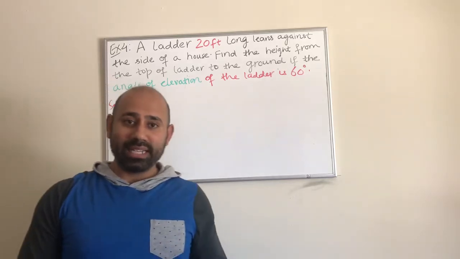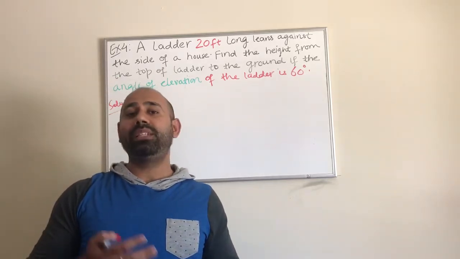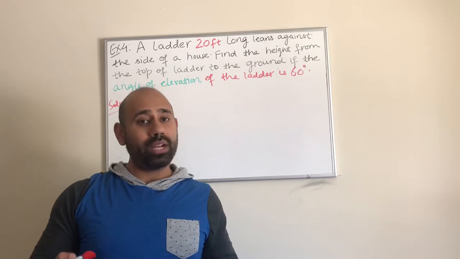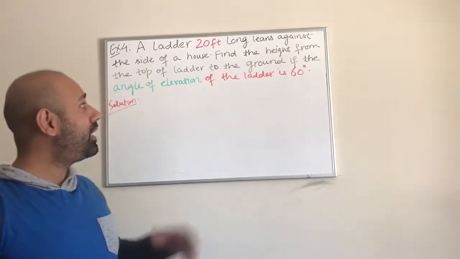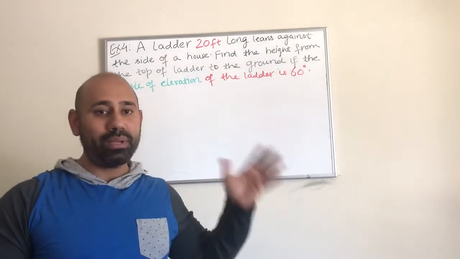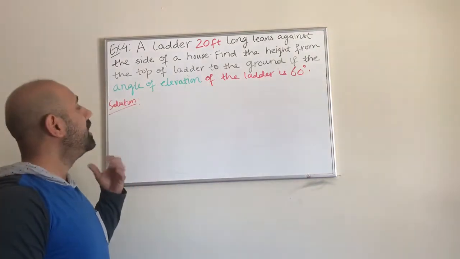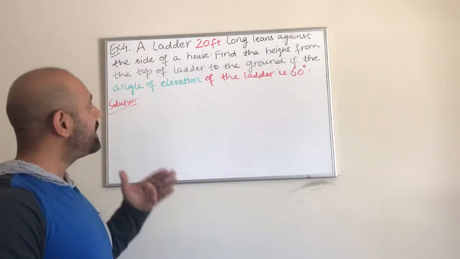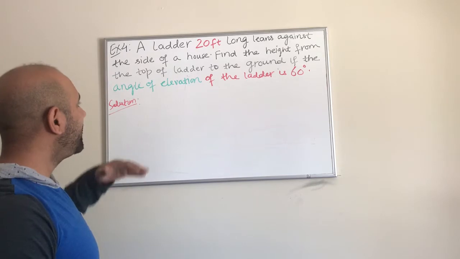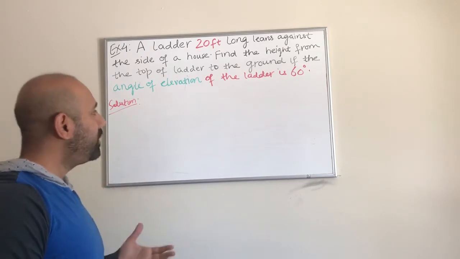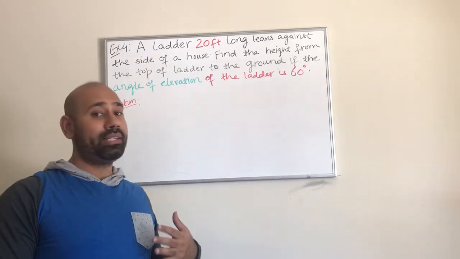Let's look at another example on the application of these trig functions or trig ratios to right angle triangles. Guys, in this case, I wrote this whole word problem here. It says we have a 20 feet ladder which is leaning against a house, and we want to find the height of the top of that ladder to the ground when we know already that the angle of elevation of the ladder is 60 degrees.